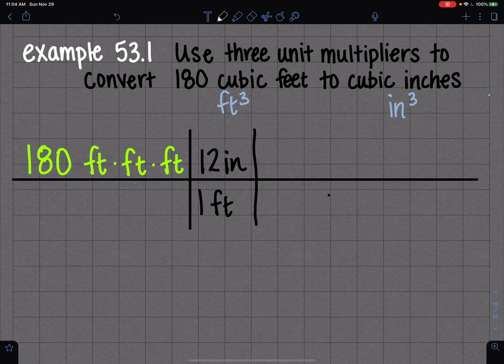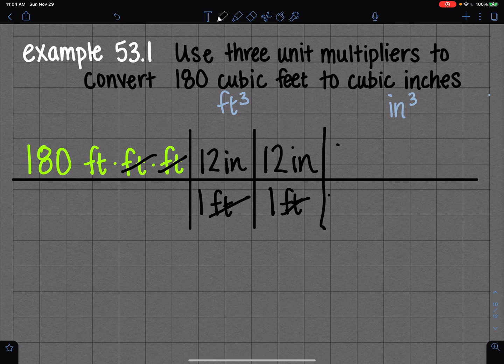Now when I do that, I've canceled out one of the feet. But I haven't canceled them all out, and I don't have inches cubed. I only have inches. So I've got to do that again: 12 inches in 1 foot. Now I can cancel out another foot, but I still need one more: 12 inches in 1 foot. And that cancels out the last foot.